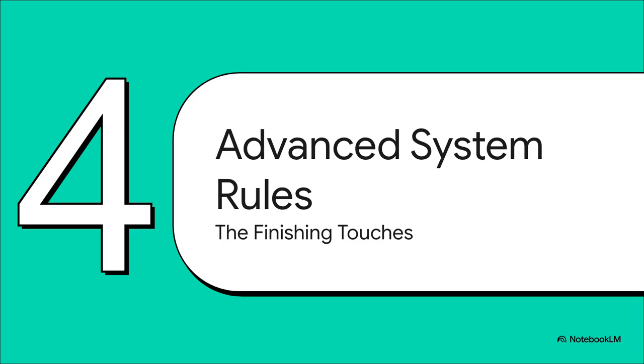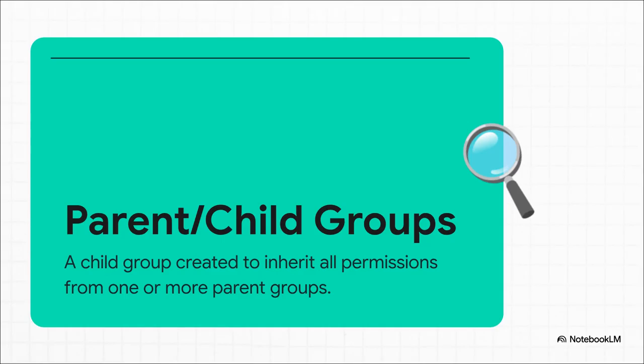So let's look at a few of the advanced rules that really add the finishing touches to this whole system of control. One of the most important tricks is this concept of parent/child groups. It's a really simple but absolutely brilliant idea for efficiency. You can create a new child group that automatically inherits every single permission from its parent.